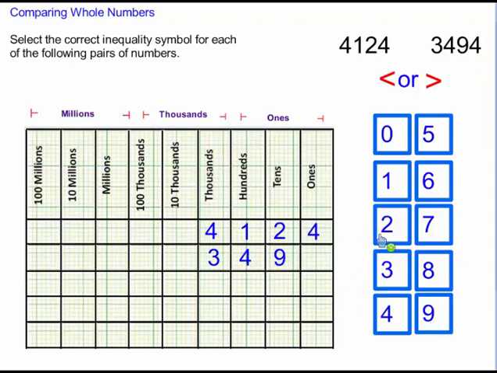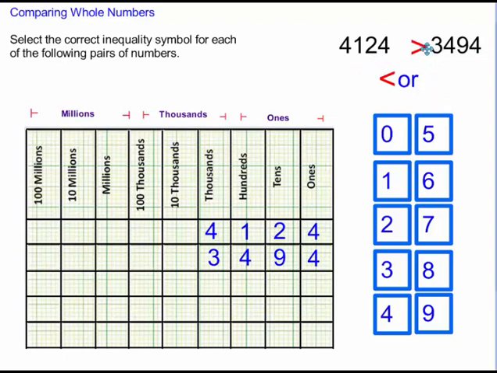I now can compare whether this number is larger than that one by just looking at the first digit. Starting with the first digit from left to right, since 4 is bigger than 3, I know that this number is larger than this one. Now it's a matter of knowing which symbol would indicate that 4,124 is bigger than this one.